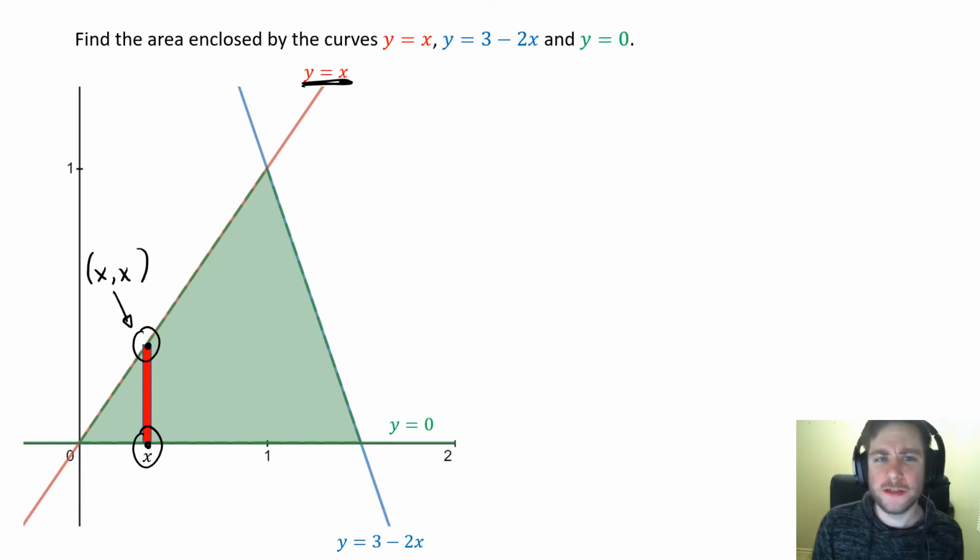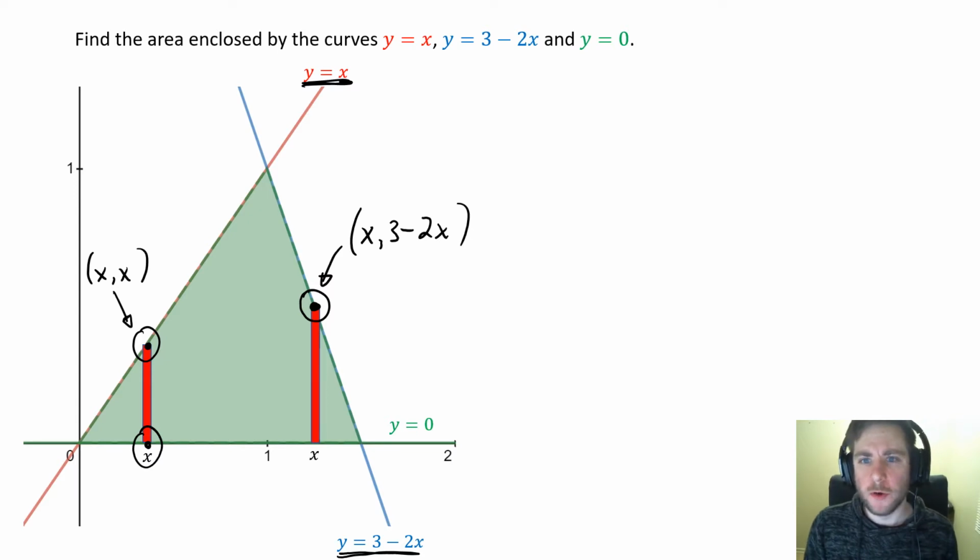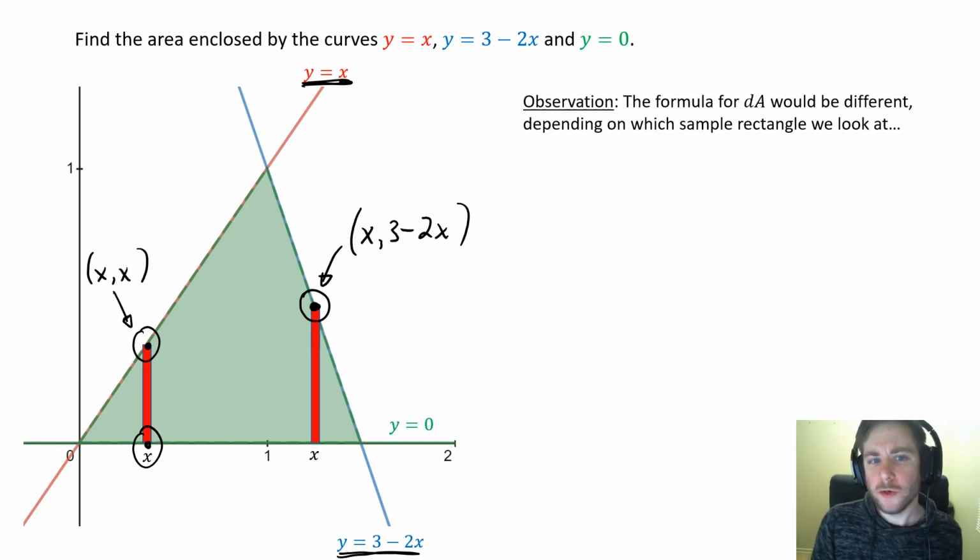But hang on a minute, for this particular region, if we'd chosen to build our sample rectangle somewhere else, then the point at the top would actually lie on the blue curve, which is y equals 3 minus 2x. And that would give us a different set of coordinates. But what that means is that the formula for the height of this second rectangle would be different than the height of the first one. In other words, the formula for dA, the area of these rectangles, would be different depending on which rectangle we look at. And the reason that's happening is because there's this intersection point on the top boundary of our region.